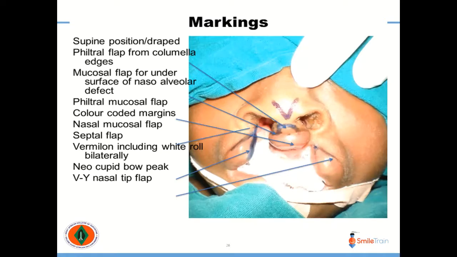Now, where will you put your neo-Cupid's bow peak? Your neo-Cupid's bow peak, like in a unilateral cleft lip, will be at the widest point. You can see that this goes wide and then begins to taper. It will be at that widest point. That's where you plan the neo-Cupid's bow peak. Now, all the symmetry is already inside the patient. So if you use this, you're going to have Cupid's bow peaks that are properly placed and sort of equal.